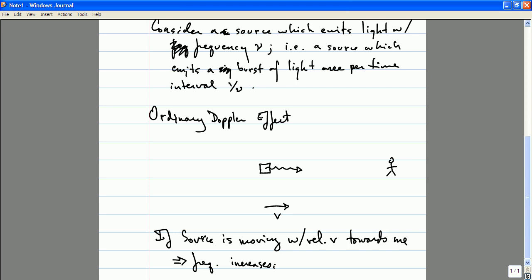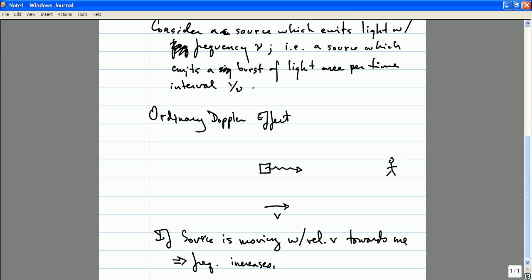Whereas if the source is moving away from me, then the frequency will decrease. And there's nothing fancy about this. This is just a property of wave mechanics, if you want to use fancy language, or a property just of geometry and clocks and stuff like that, if you want to use a more prosaic language. This is why, for example, the sound of a car honking at you will increase in frequency as that car rushes towards you. And then after it runs over you, it will decrease in frequency as you lay there on the ground having been smashed by the car.